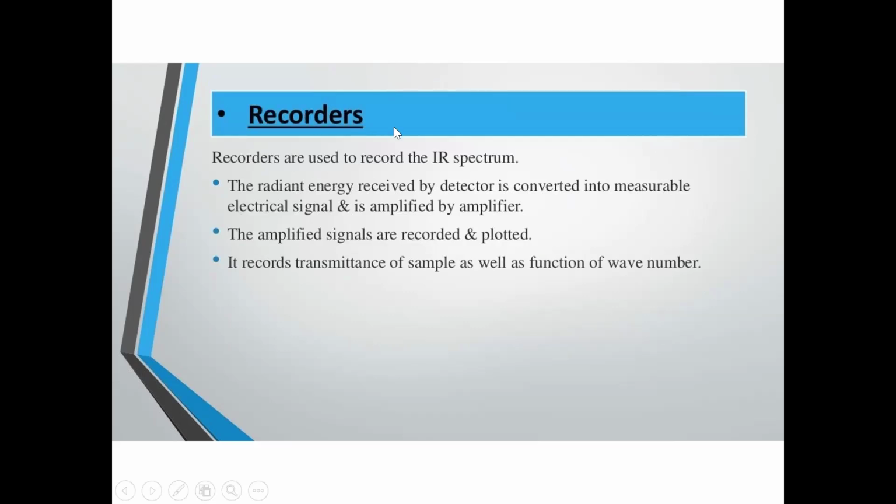Next component is detector. Detectors are used to record the IR spectrum. Detector nunchi radiant energy is received by the amplifier and that signal is amplified by the amplifier. Amplified signals are recorded and plotted. Final spectrum వచ్చేసి transmittance versus wave number.